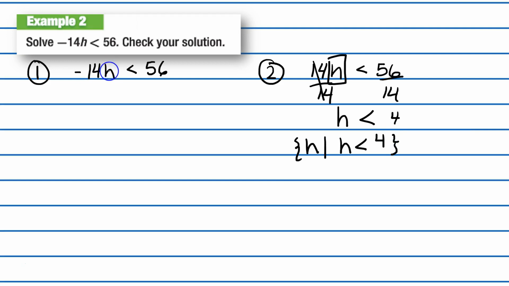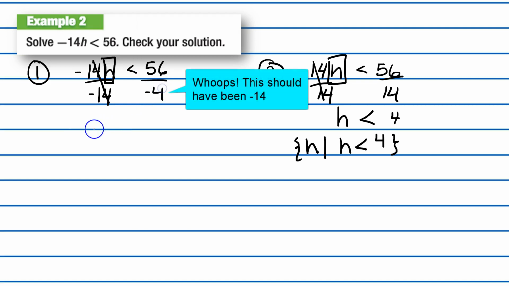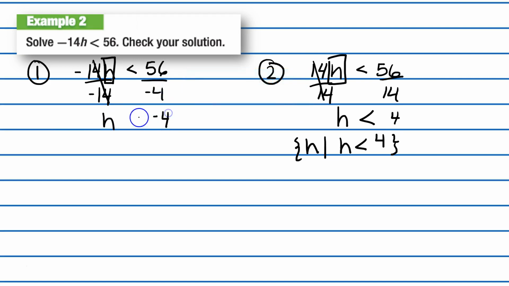But now let's try this other one. So I'm going to box h. That means I'm going to divide both sides by negative 14 in this case. So h, and this will be negative 4. But what's different is that this sign is going to flip. So it's going to become a greater than this time. And I would say my set notation would be the set of h such that h must be greater than negative 4.